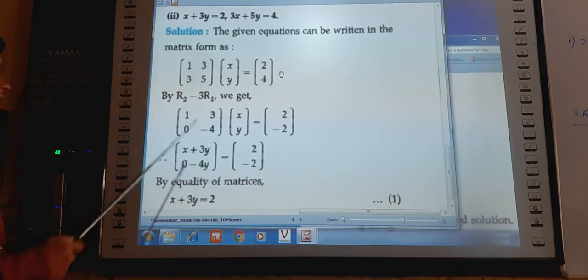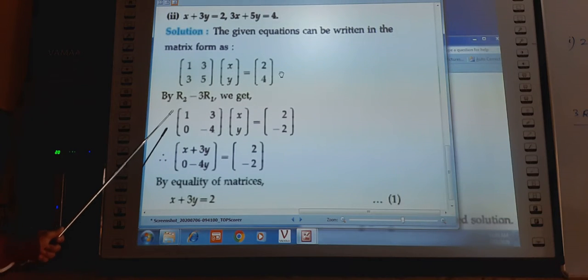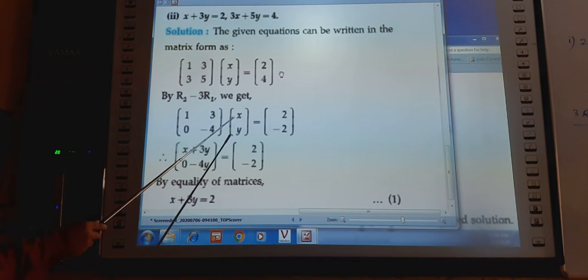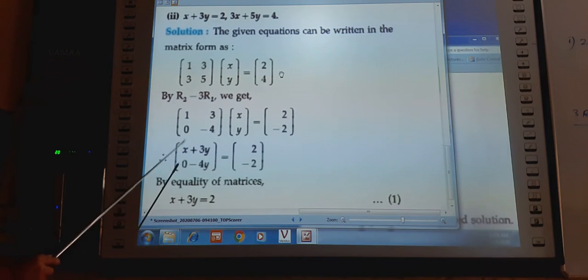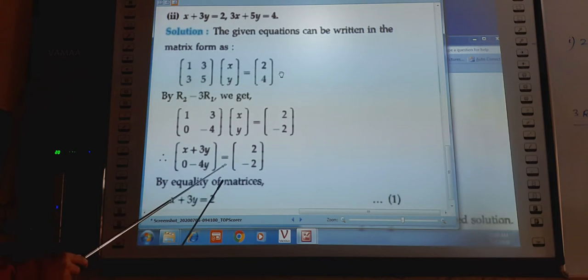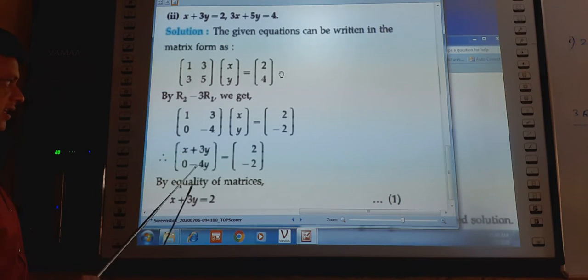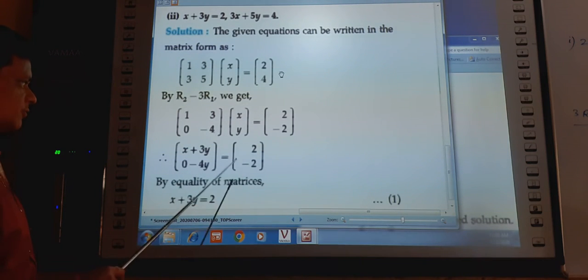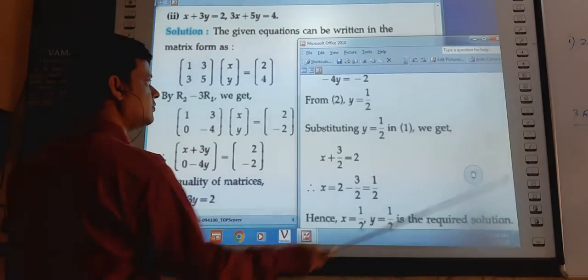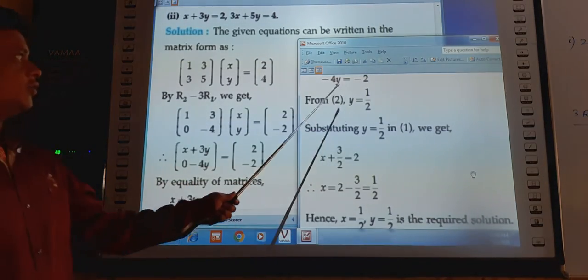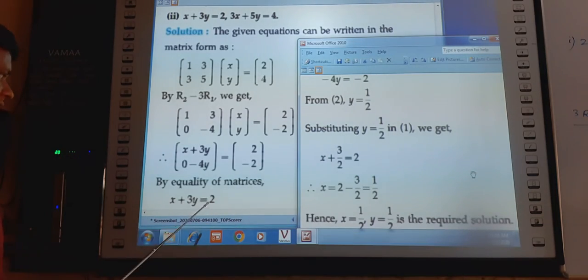Now after writing this in equation form, the first equation is x plus 3y, the second equation is 0 into x is 0, so we write 0 minus 4y. By equality of matrices, the first equation is x plus 3y equals 2, and the second is minus 4y equals minus 2. Denote this as equation 2, and this is equation 1.